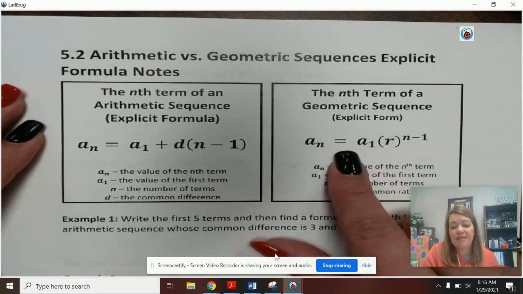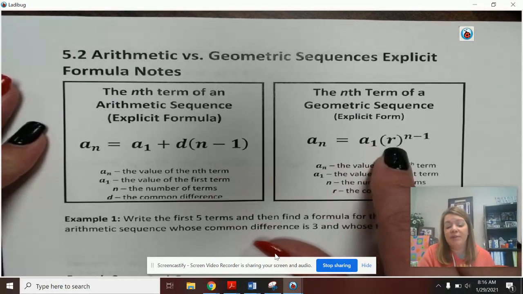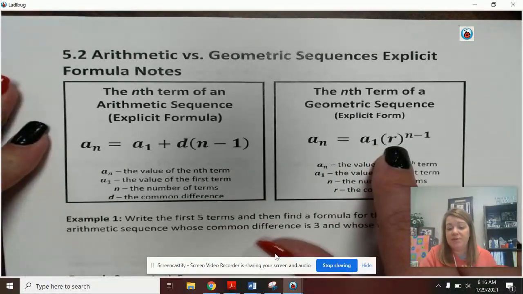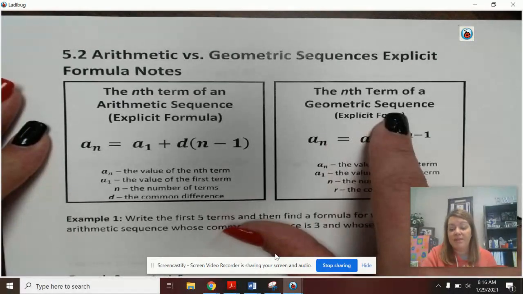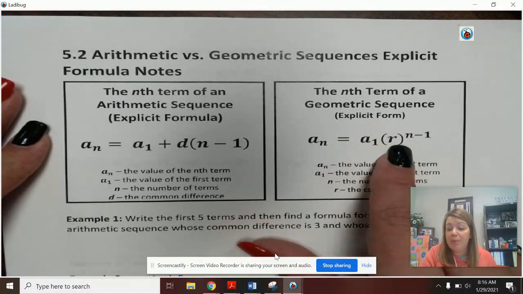The geometric sequence explicit formula looks very similar, only it's an r instead of a d, because we know it's a ratio or a rate that it takes us to get to the next term. So times 2 or times 1/2 or times 1/4. That's what geometric sequences do. We put that r in there, but otherwise everything means the same.